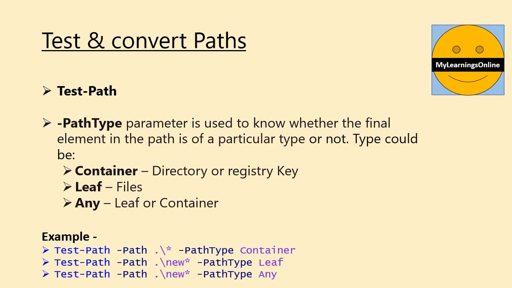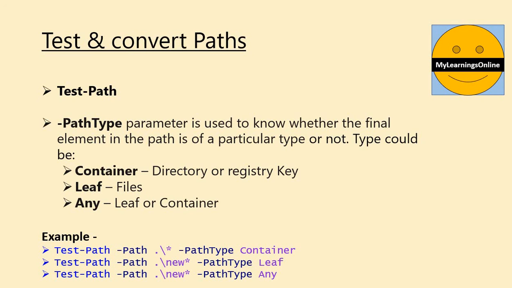The PathType parameter is used to know whether the final element in a path is of a particular type or not. And this particular type could be Container, Leaf, or Any. Container indicates a directory or registry key depending upon the PS provider that we are working with. Leaf indicates a file. Any indicates any, meaning whether the final element is a file or folder, we will get a true for both.